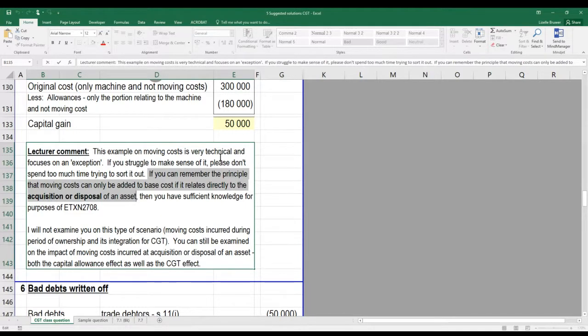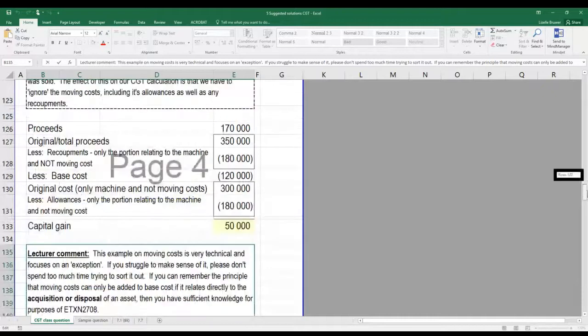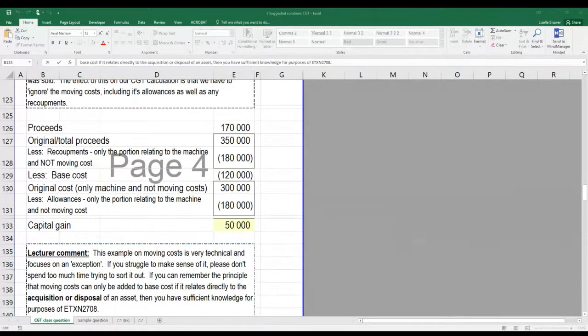All right. So you can have a look at this particular example, transaction 5. It's simply to illustrate to you that moving costs can be an issue, but I really don't want you to get stuck on trying to figure it out. Okay. Just the principle is important. Moving costs, unless it's at acquisition or disposal, will not form part of base cost.